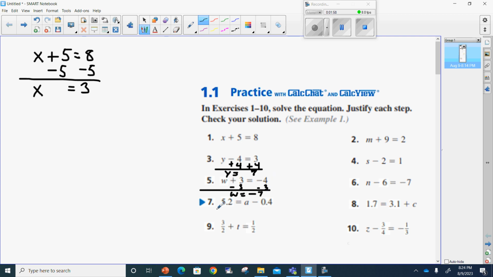All right, we're working down to number 7. This time they're giving us decimals. 5.2 equals a minus 0.4. I still need to get a by itself, so the opposite of negative 0.4 will be positive 0.4. That gives me a over here, and whatever I add to one side, of course, I add to the other. Well, 5.2 plus 0.4 is going to give me 5.6.